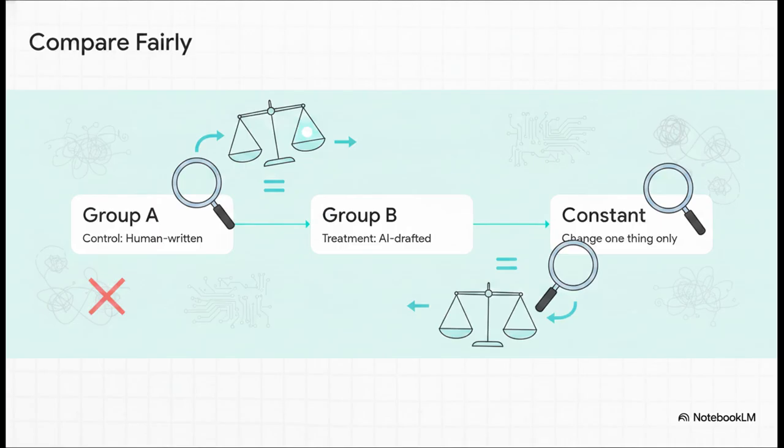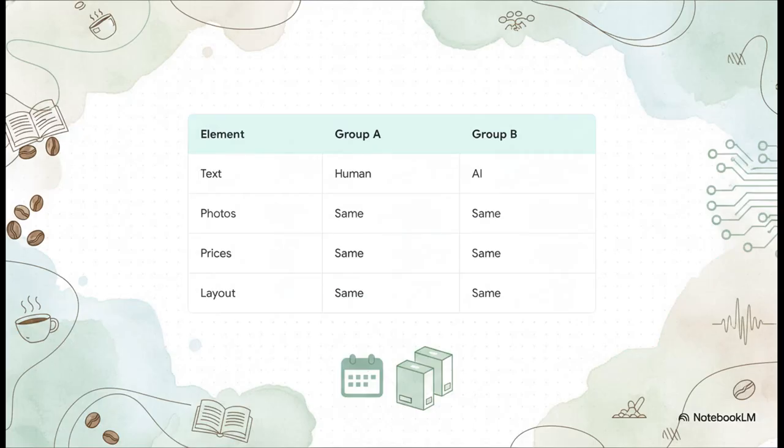The core principle you must remember here is to change only one thing. You absolutely have to avoid confounds. Those are the silent, hidden variables that sneak in, mess up your data, and make it impossible to know what actually drove a change in your results. The setup here is brilliantly simple. Group A gets human-written copy, and Group B gets AI drafts. But notice how everything else, the photos, the prices, the layout, even the launch date, is held completely identical.